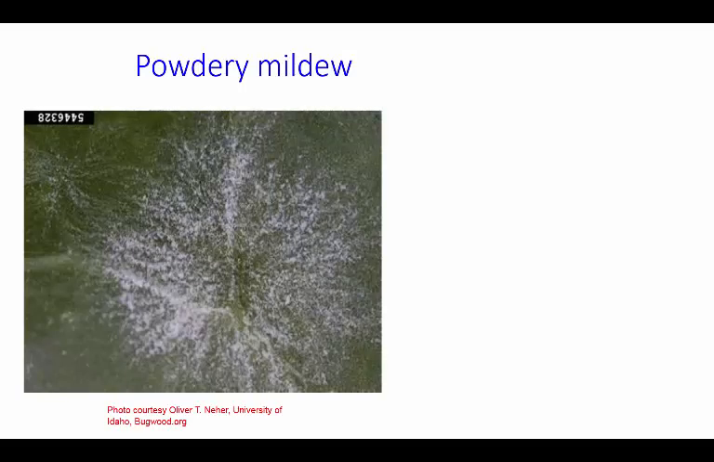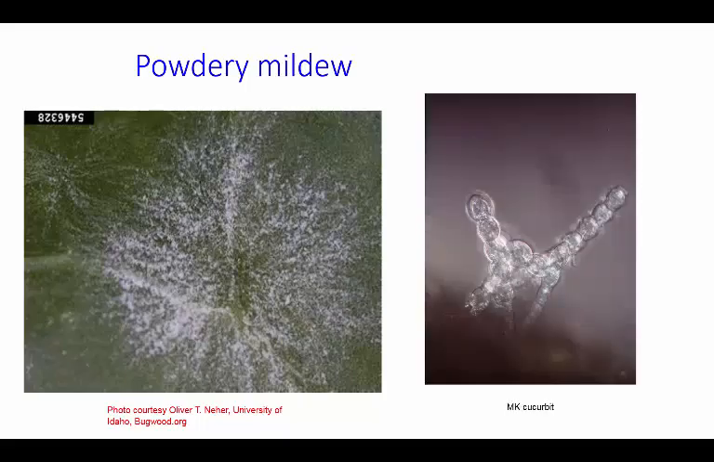Here is a zoom of a powdery mildew colony growing on a leaf surface. Let's look in closer. In the microscope, we can see the tiny spores or conidia. Each little circle here, like a little glass bead, is a spore that could cause a new infection. And powdery mildew spores spread easily in the wind.